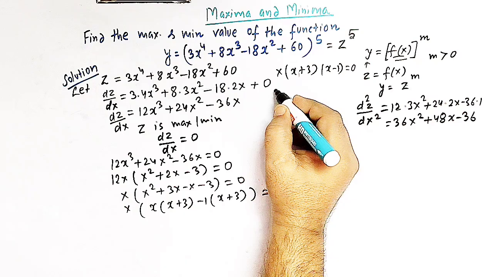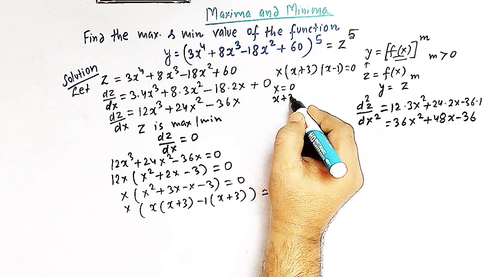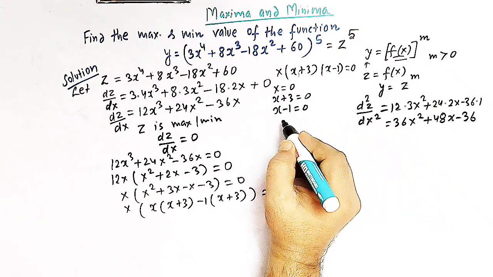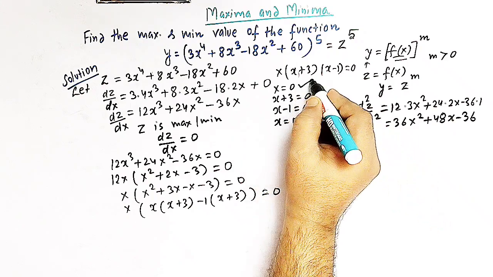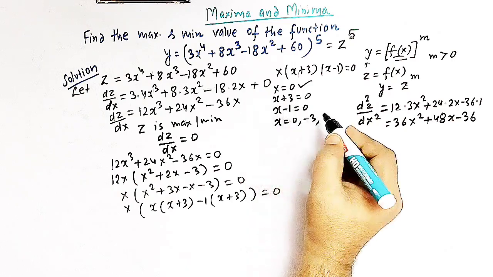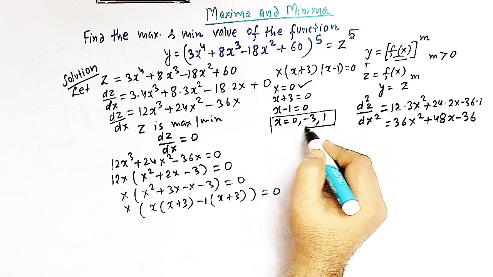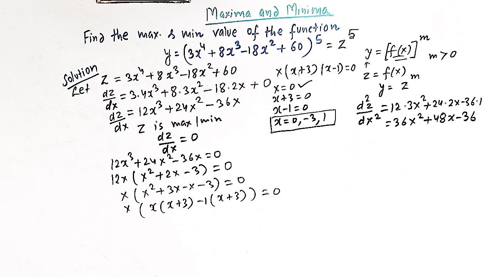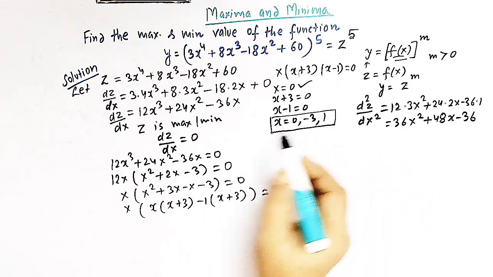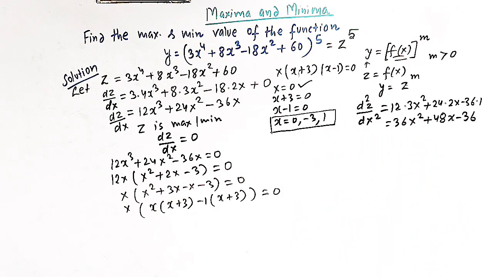So the turning points are given by x is equal to 0, x + 3 is equal to 0, and x - 1 is equal to 0. So we have x is equal to 0, from here x is equal to -3, and from here x is equal to 1. So we have three turning points, right? Let us now test these points for maxima and minima by using the second derivative test.